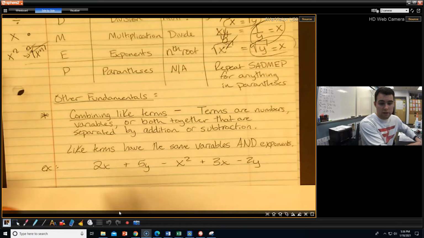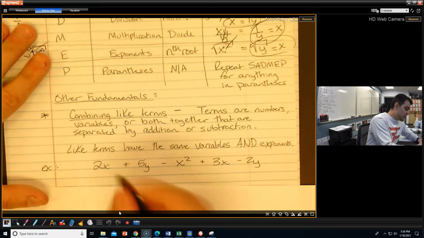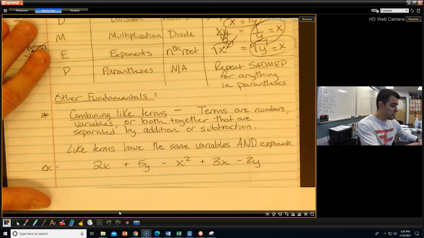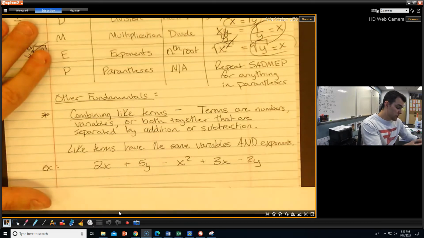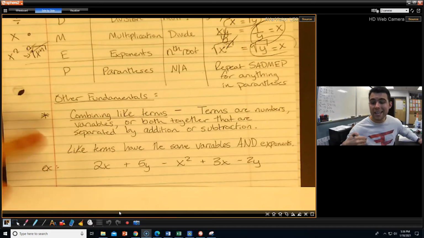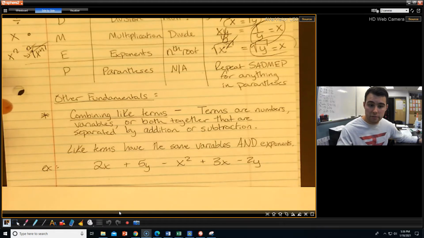So for example, if I look at this example down here, I have 1, 2, 3, 4, 5. I have 5 terms, okay? They are separated by addition and subtraction. Now, like terms have the same variables and exponents, okay?